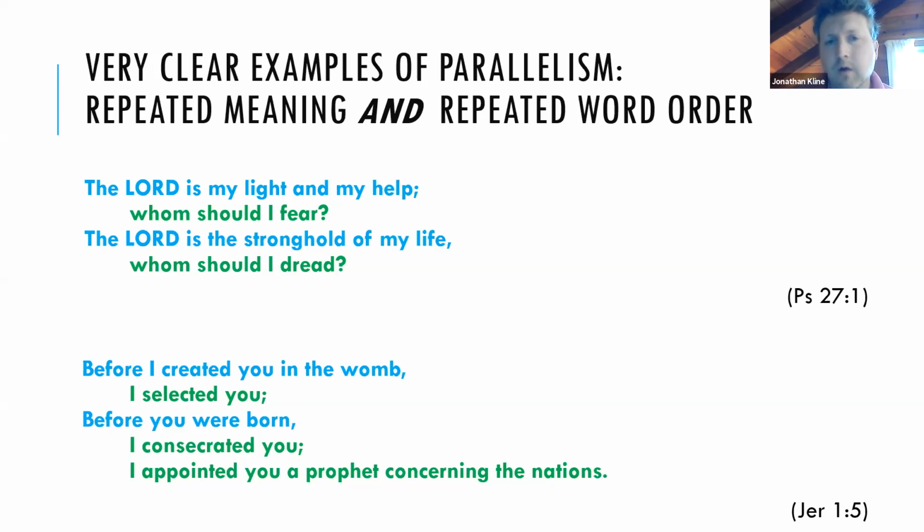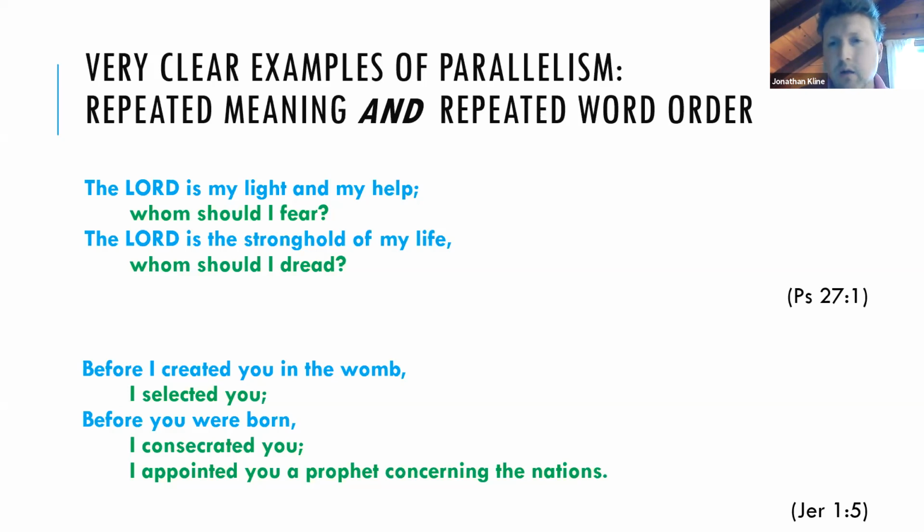And of course, word order differs in English from in Hebrew, but sometimes word order, and perhaps even a lot of the time, can be represented similarly, if not identically, in English as in Hebrew. And so in this example, you can see the word order is the same in English and in Hebrew. Jeremiah 1:5 is another example of this. "Before I created you in the womb, I selected you. Before you were born, I consecrated you. I appointed you a prophet concerning the nations." So again, if you look at the blue and then the green, there's repeated meaning and repeated word order.